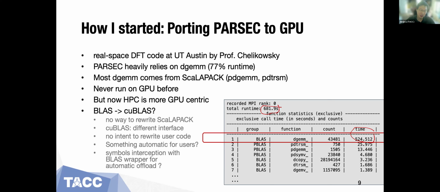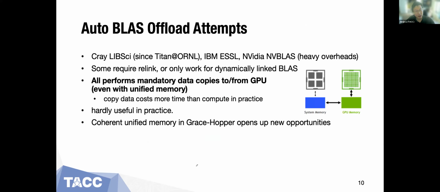Can we do something automatic for users and not only help Parsec, but also a broader range of applications? And at the time, I was developing a new profiler, so I mastered the skill of doing symbol interception. So I was thinking, can I do symbol interception, replace the CPU BLAS call with a BLAS wrapper, and do automatic offload? It turns out automatic offload is not new. It has been around for over 10 years, just never been useful.